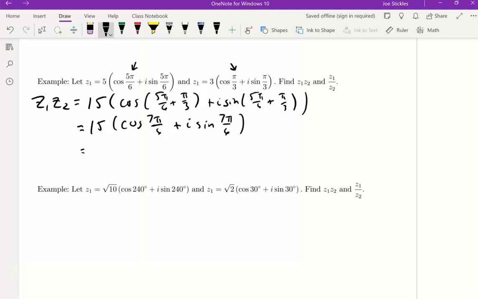What is cosine of 7 pi over 6 equal to? Is it root 3 over 2? Yeah, then it'd be a negative because it's over in quadrant 3. And sine of 7 pi over 6 is negative a half.